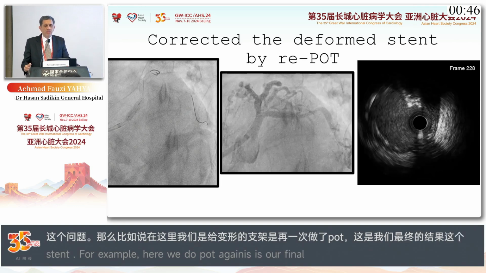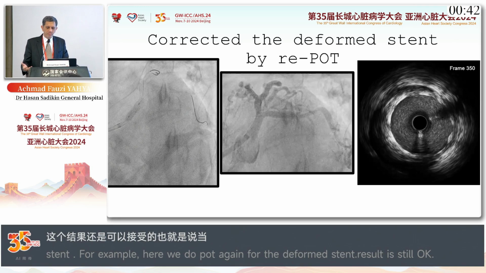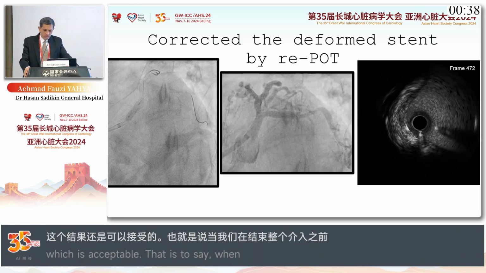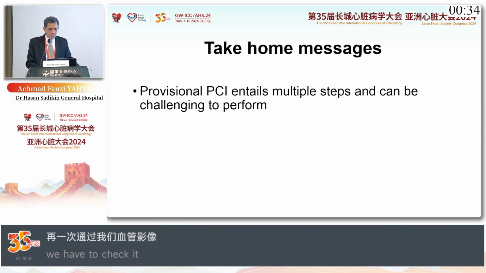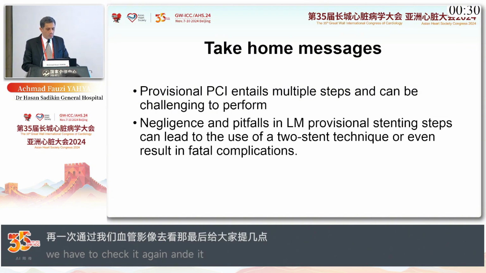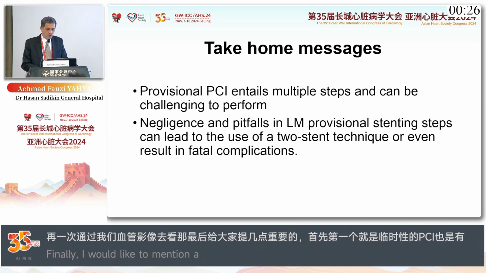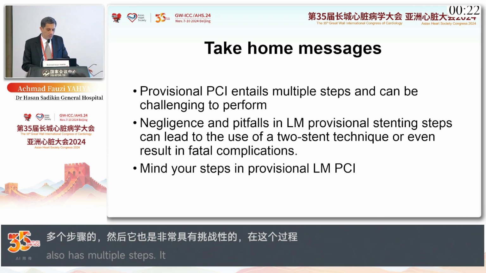So before you leave, you have to check the stent at the left main. Just don't count on the angiographic result. So the take home is that provisional PCI entails multiple steps and can be challenging to perform. Negligence and pitfalls in left main provisional steps can lead to the use of a two-stent technique or even result in fatal complications. Mind your step in provisional left main PCI.